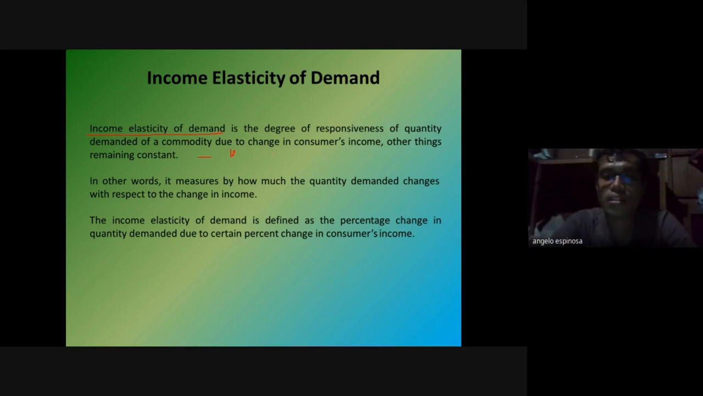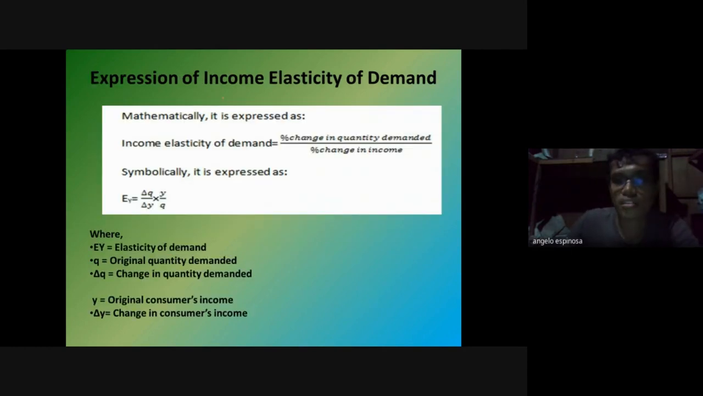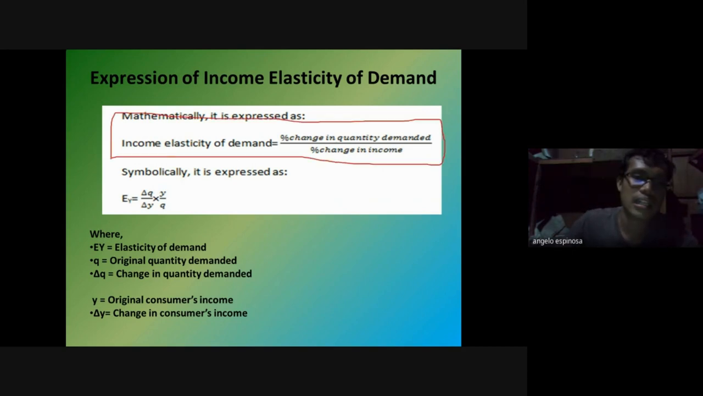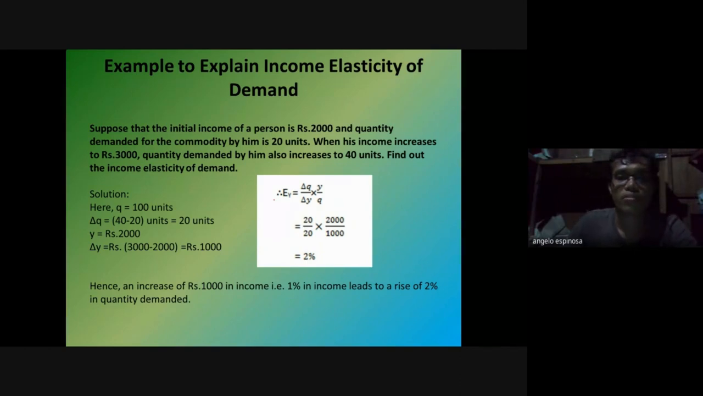So the income elasticity of demand is defined as the percentage change in quantity demanded due to a percentage change in the consumer's income, since elasticity is percentage or proportional. This is the expression of income elasticity of demand: percent change in quantity demanded divided by percent change in income. This is the formula. Don't worry, it's easy when there is a question, and we will discuss it.